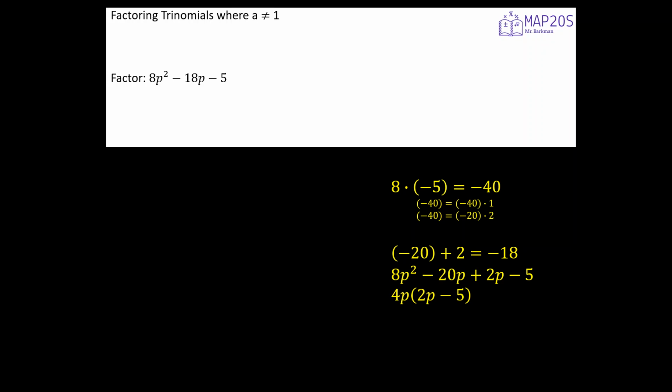And then in the second two, there is nothing that we can take out of there except a 1. You need to make sure that we have the 1 in there. And so it is plus 1 as a greatest common factor and 2p minus 5. Our final answer will then be 4p plus 1 and 2p minus 5.